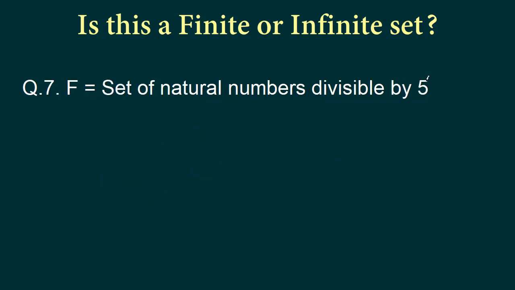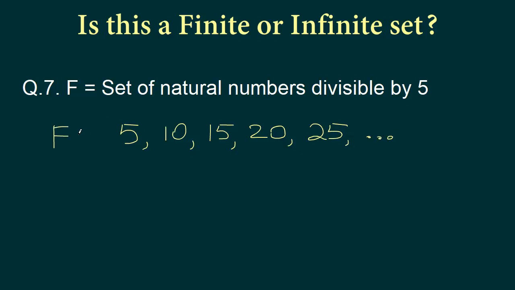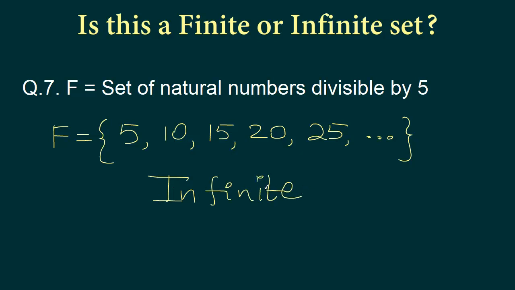Now what about this question here? Set F is a set of natural numbers which are divisible by 5. So what natural numbers are divisible by 5? Well, the number 5 is divisible by 5. 10, basically we have to write multiples of 5, right? 5, 10, 15, 20, 25, and so on and so forth. So as you can see, this is going to be our set F, and it will go on forever. So this is an example of an infinite set.